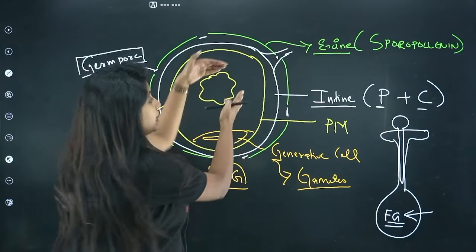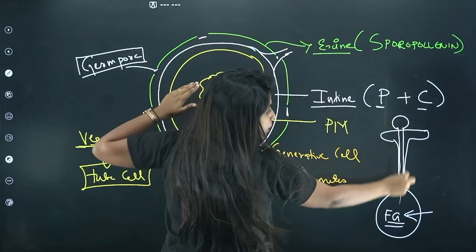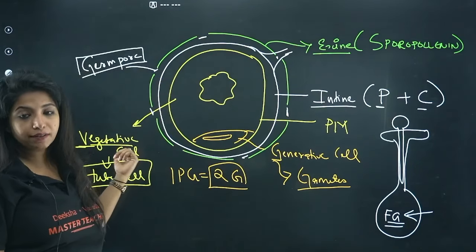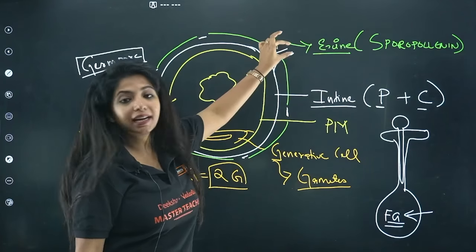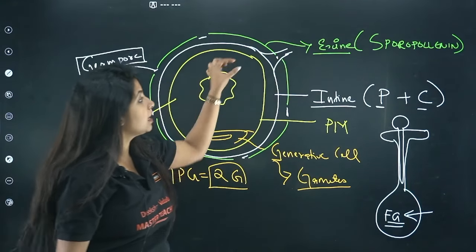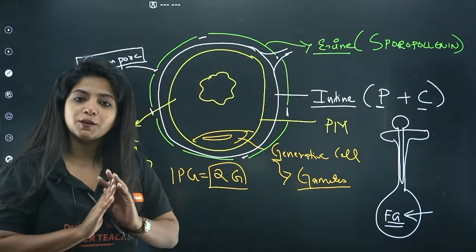But always remember, it's the intine which is going to help in the border part. The inner content is from the vegetative cell, but who makes the border? It is the intine that is going to give the border. And they are going to move out through the germ pore. They move out through the germ pore. I hope this is clear.